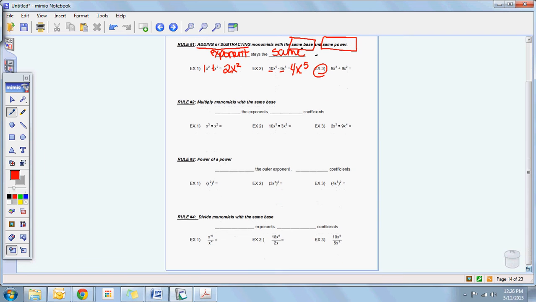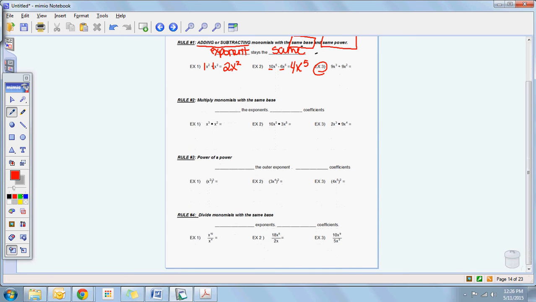All right, rule number 2. What do I do if I'm asked to multiply monomials with the same base? So that's key. They have to have the same base. But notice that the power can be different, okay? When you're multiplying monomials with the same base, you're going to add, I know it's a little weird, add the exponents and multiply the coefficients. So totally different rule than when you're adding or subtracting. Add the exponents, multiply the coefficients.